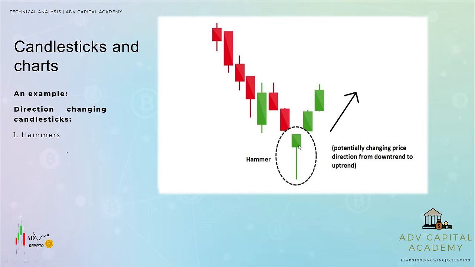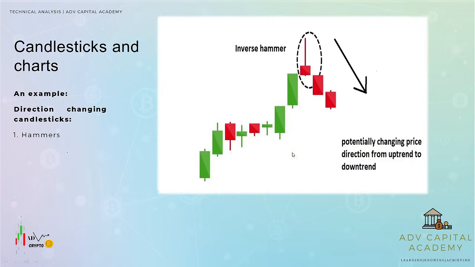You could see here that buyers and sellers were fighting over where the price is going to go, and buyers were winning. That is why the price closed right here. We also have the inverse hammer, potentially changing price direction from an uptrend to a downtrend. We have here buyers and sellers fighting, and here the sellers were winning. That is why the candle closed this way and formed an inverse hammer. This is potentially changing the price to a downtrend.